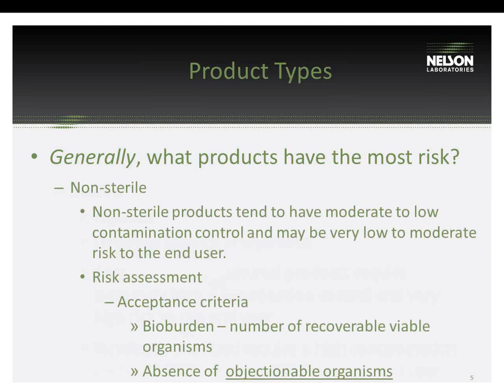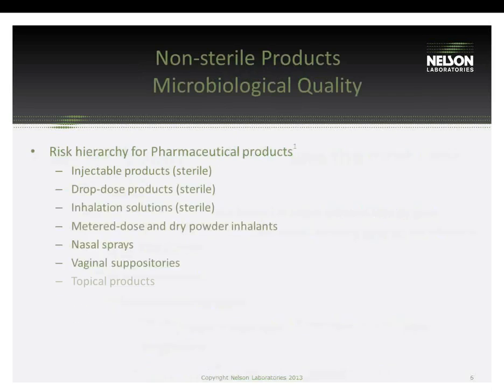When looking at non-sterile products, they have a moderate to low risk, which is why they're able to be non-sterile. They have organisms in the product, but unlike sterile products, where the requirements are very cut and dry, non-sterile products require a risk assessment where acceptance criteria is set. Generally, there's a bioburden that's set for the products, a limit for how many organisms can be recovered, and also absence of objectionable organisms is an FDA requirement, and we'll talk a bit about that.